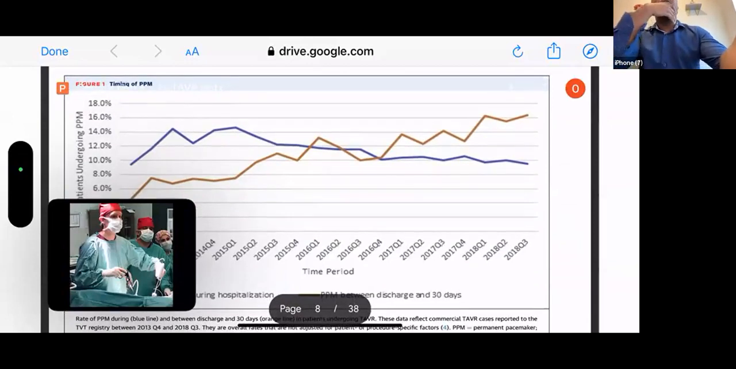So basically, in terms of the timing of permanent pacemaker, we've noticed based on the TVT registry. So usually all the people who do TAVR here in America, we put all our information into the TVT registry. So with that, looking at this publication, from 2013 to 2018, we noticed that the incidence or the number of patients who had a permanent pacemaker has relatively remained the same, between 10 to 15% over the years. But you notice that for the orange one, the people who now got a pacemaker after the shot has also increased over that time. So we will look to see if this is really necessary.